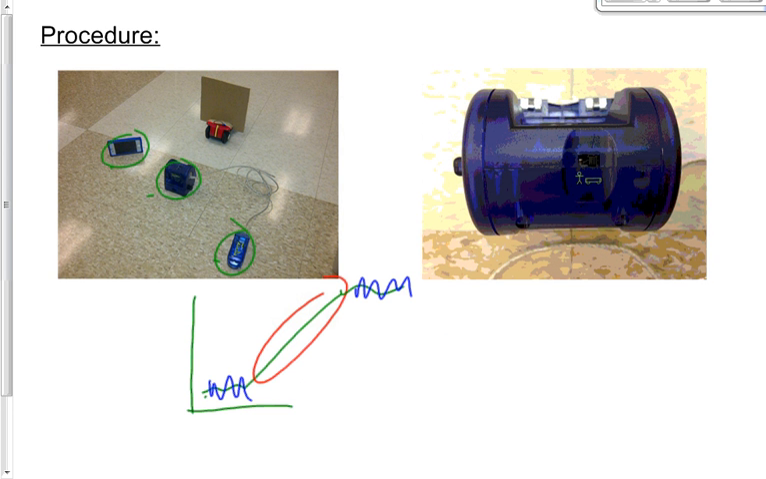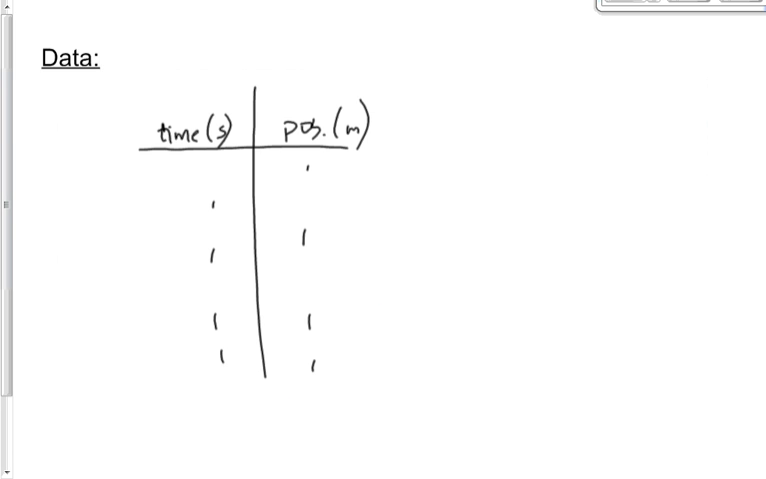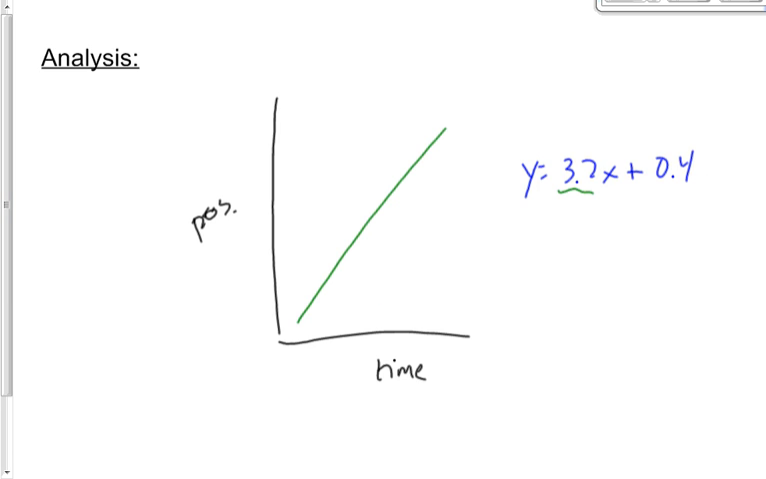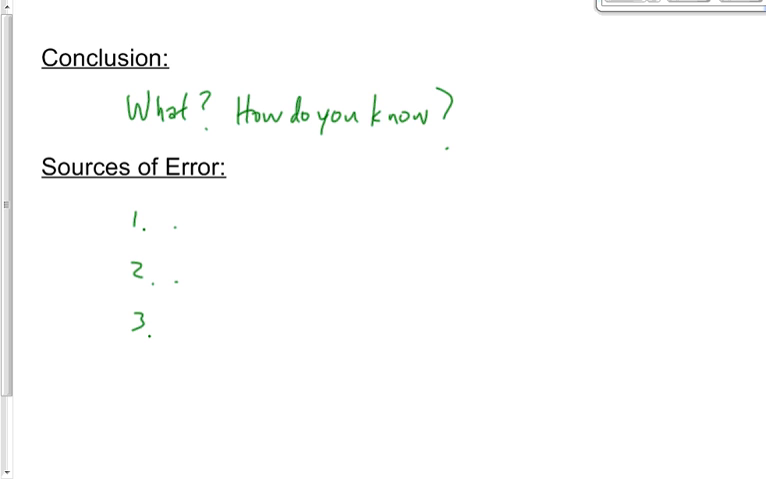You need a procedure. Remember, one of the things that people did in the last activity was they forgot to number the procedure. They just listed. That's good, but better is to number them. Step 1, step 2, step 3, step 4. You need your data, you need your analysis, and you need your conclusion and sources of error.